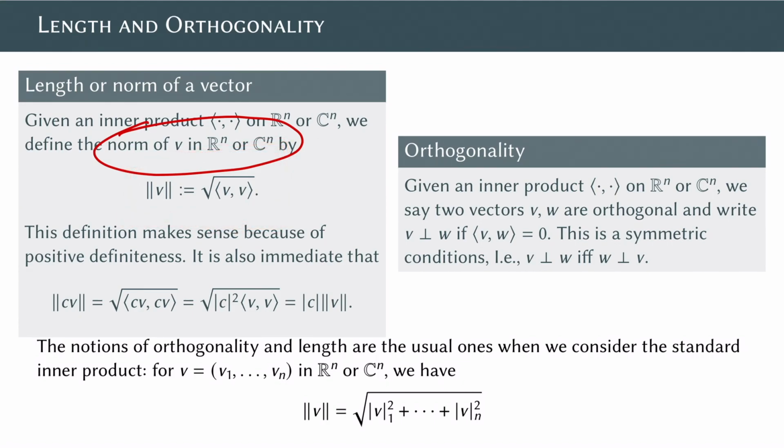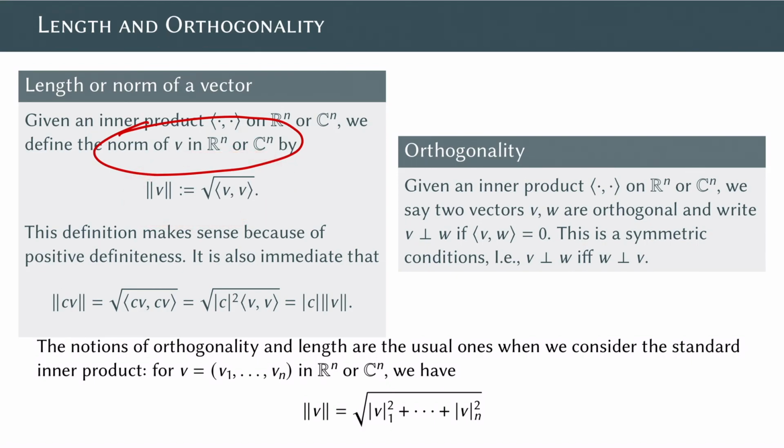The notation for norm is these two parallel vertical lines. So the absolute value is just two parallel lines. Here we have a pair of parallel lines. Okay, so this is just to denote that this is the norm. So norm of v is just square root of inner product v with v. Now note that inner product v with v is always positive by our positive definiteness condition. So this actually makes sense. You can actually take a square root.